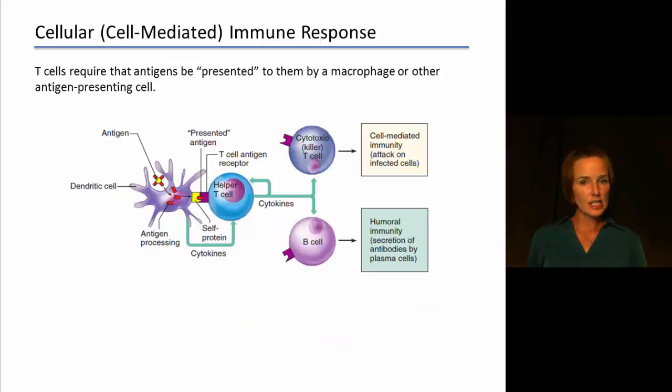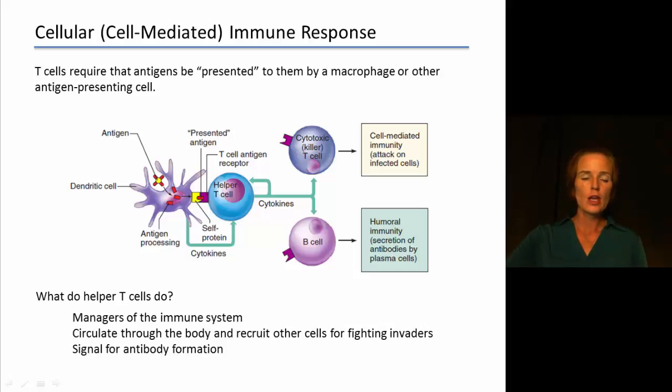T cells require that antigens be presented to them. And so these T cells get presented with antigens by macrophages or other antigen-presenting cells. And we can see the T cell here in the middle called the helper T cell. Helper T cells have a couple of different functions that they perform. One of those is that they are managers of the overall immune system. They are going to circulate through the body, and as they circulate, they recruit other cells to fight invaders that they come across. They're also going to be responsible for signaling for antibody production.